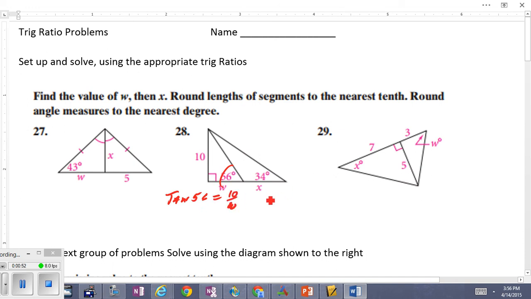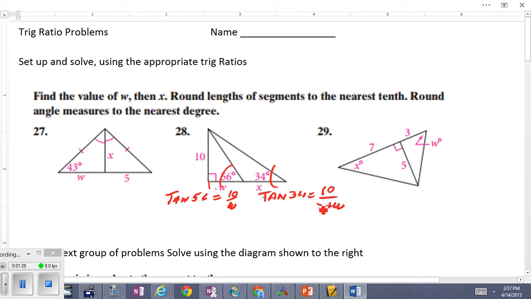Okay. And then over here, this angle is 34, okay? And what we're after here is trying to find x. But we don't know x, and x is not a side of a right triangle. W and x together is the side of a right triangle. So relative to 34, 10 is opposite. So I'm going to use the tangent of 34 is equal to 10 over x plus w.